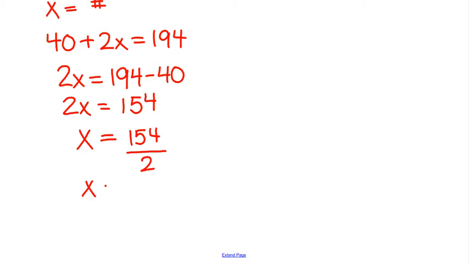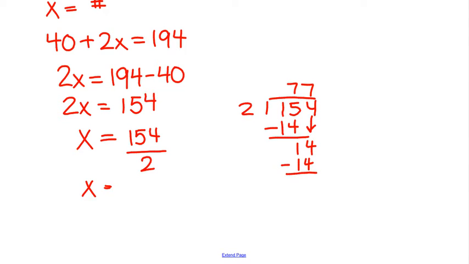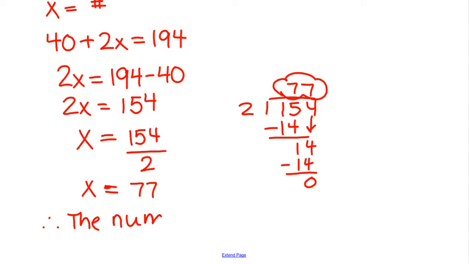Now you can use your calculator. I'm just going to review long division with you. 2 goes into 15 7 times. 2 times 7 is 14. Subtract, bring down the 4. 2 goes into 14 7 times. 2 times 7 is 14, which gives you a remainder of 0. So your solution is 77. So the value of this number is 77. So therefore, the number is 77.